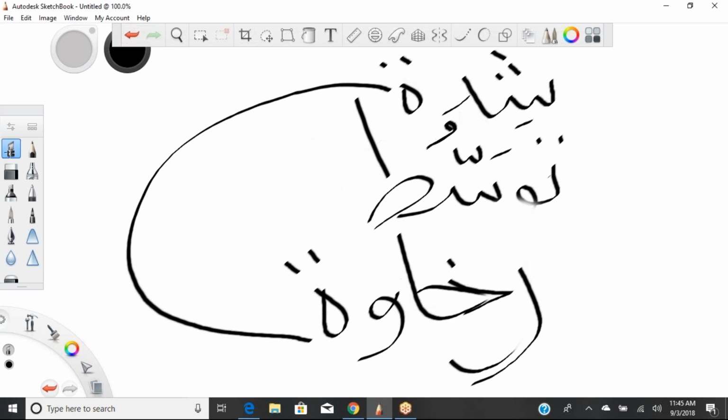Tawassut in Arabic means in the middle. So tawassut, these are 5 letters that are between shidda and rakhawa. Tawassut means to be in the middle. These 5 letters, what are the 5 letters? The 5 letters are Lin, Umar.